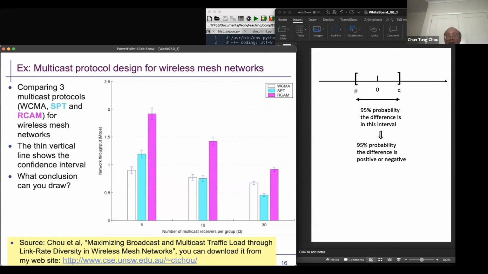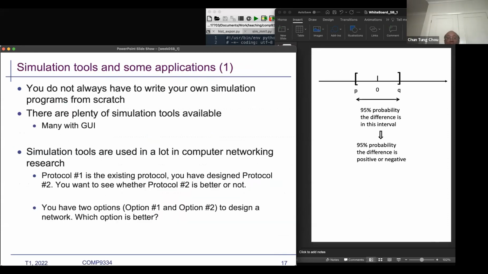Just before the break, you have learned how to compare two systems. One is to go and calculate.